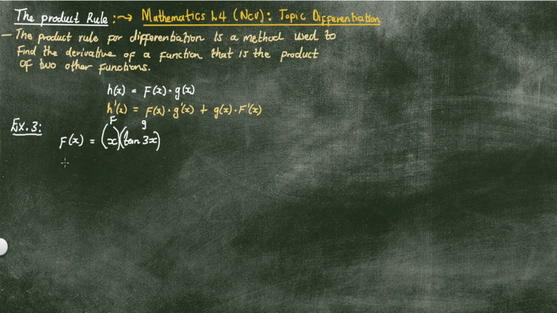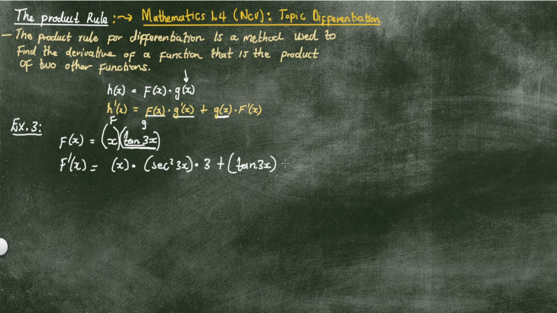Okay, so h prime of x is equal to, we take f as we write it, that is x multiplied by, we take g and differentiate. We take the g, we differentiate. What's the derivative for this? It's sec squared 3x multiplied by the derivative of 3x, which is 3, plus, we take this g, we keep tan 3x, and then we multiply this by the f function, which is x.